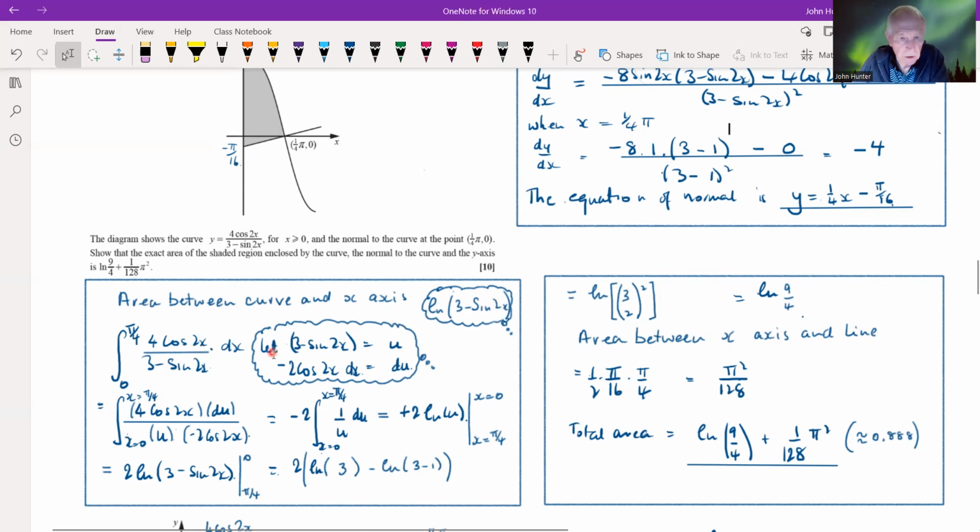All right, so in order to do this, we're going to let u equals what we think is the inner function here on the denominator.